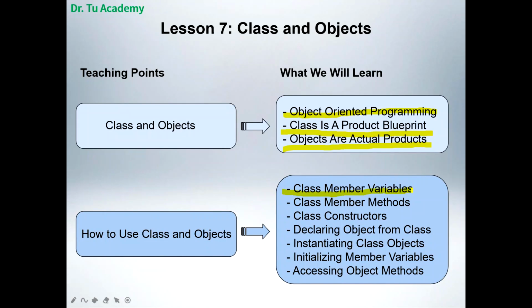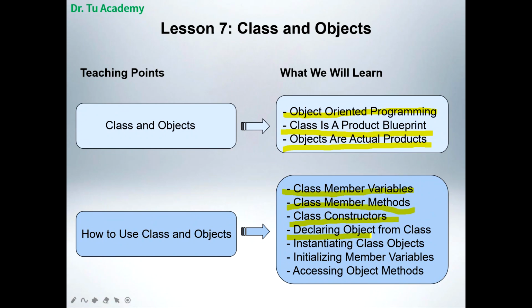First, we define a class. Class contains member variables and member methods. We also have a class constructor. Constructors are used to create an object. So every time we create an object based on the class, the constructor is called.